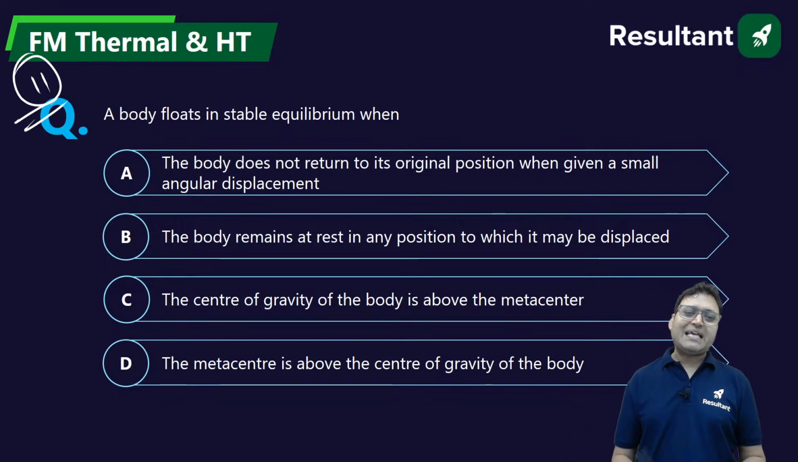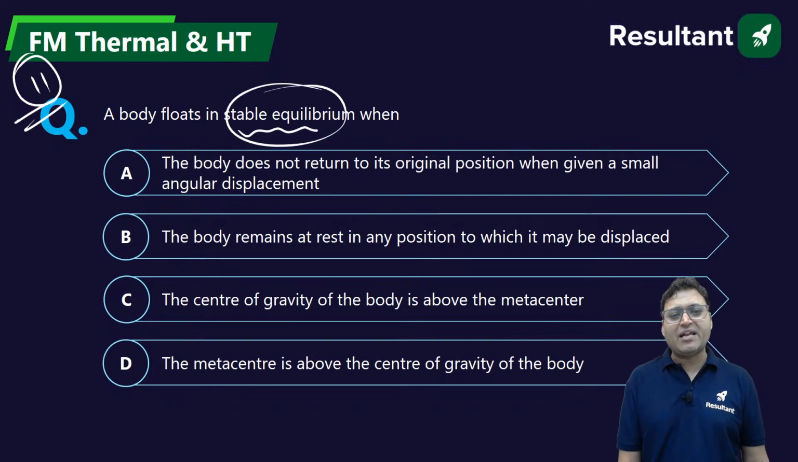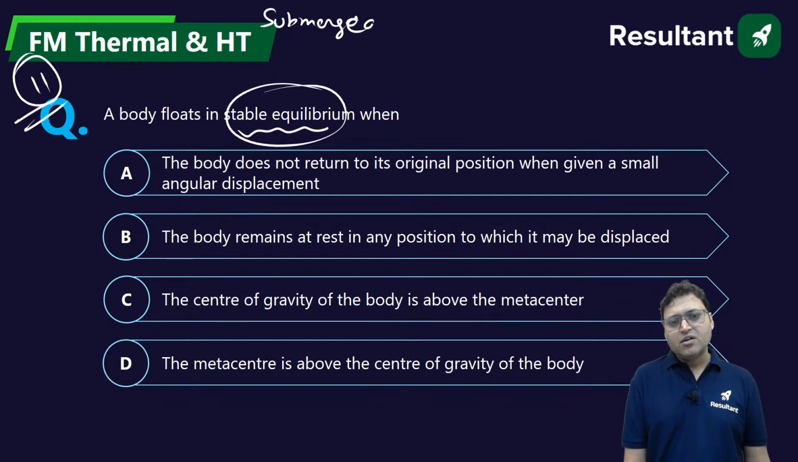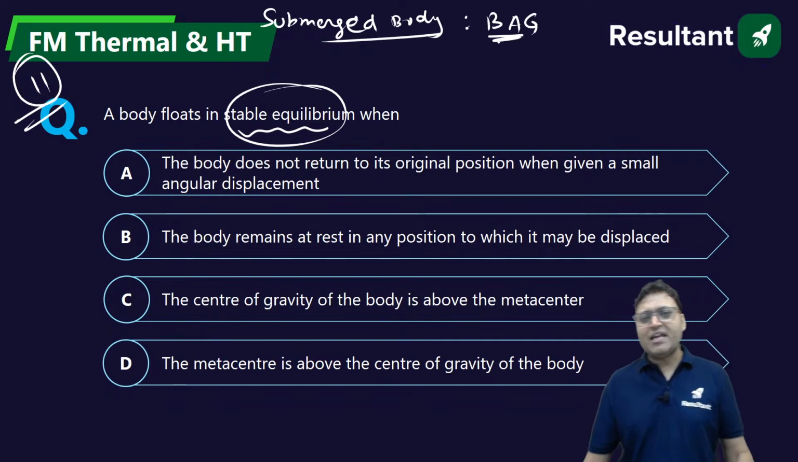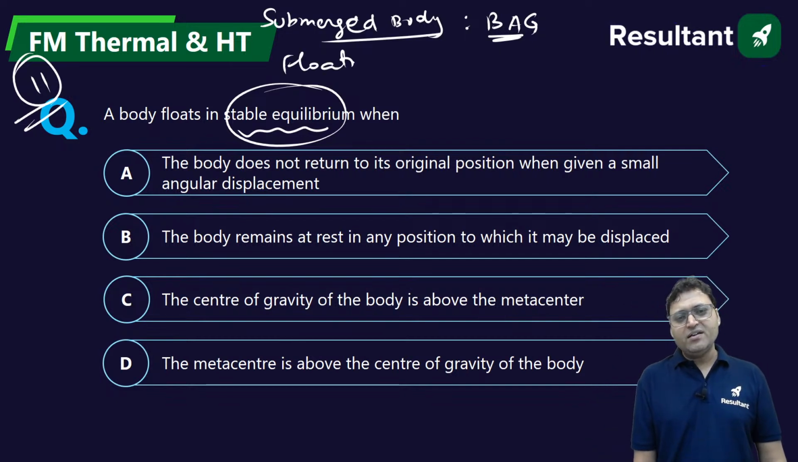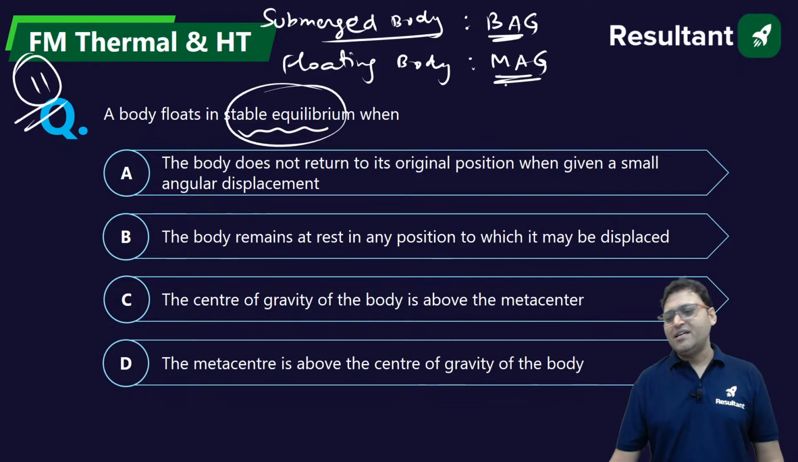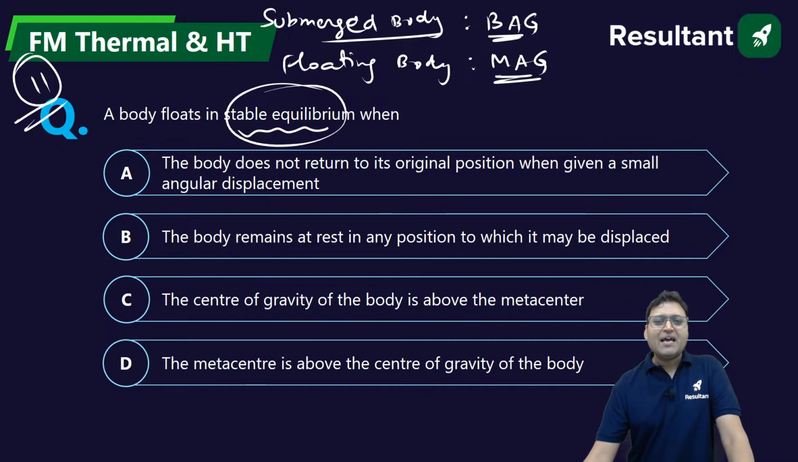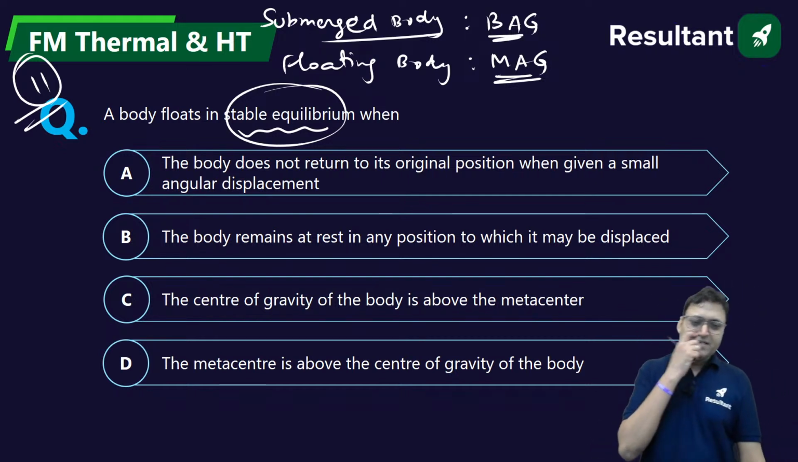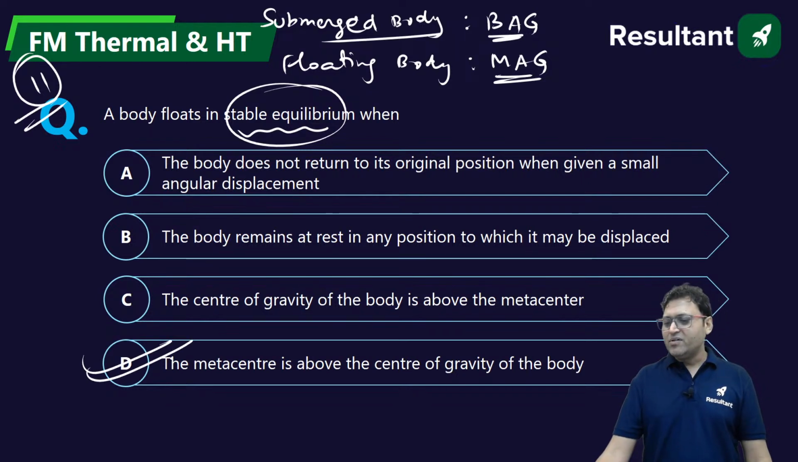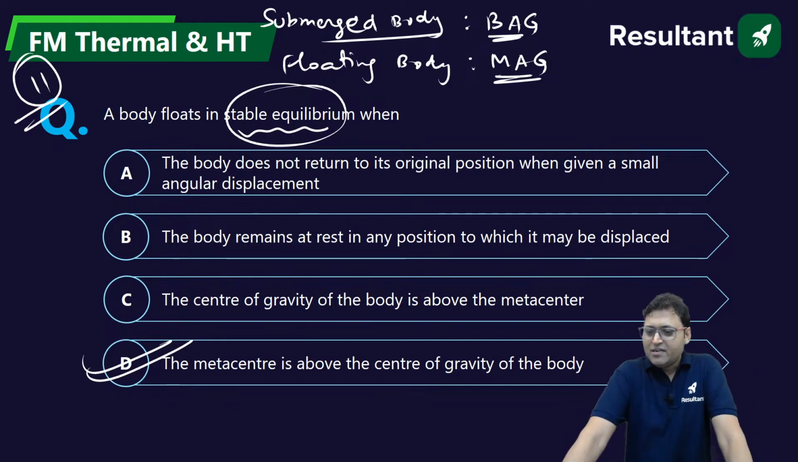A body floats in stable equilibrium. Condition for stable equilibrium. If it is a submerged body, you should always remember BAG. For the stable equilibrium, center of buoyancy should always lie above the center of gravity. For a floating body, you should always remember MAG. Meta center must lie above center of gravity. Yes, D will be the right answer.